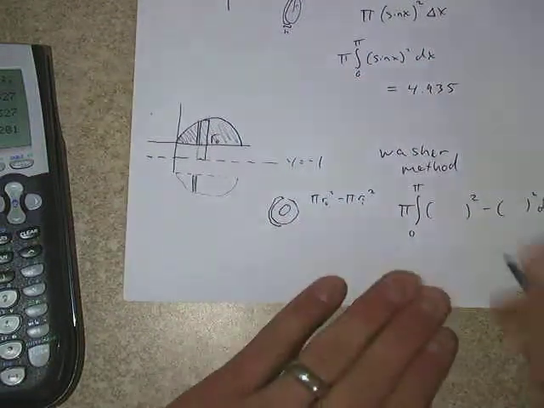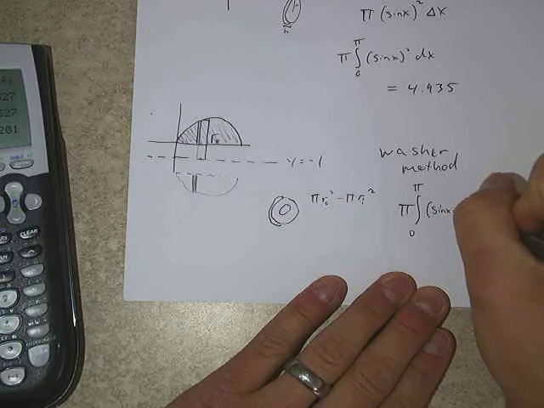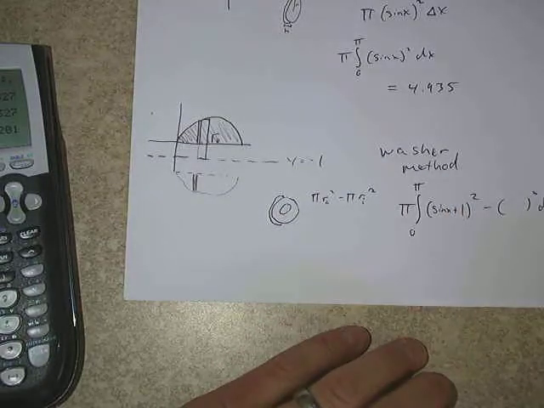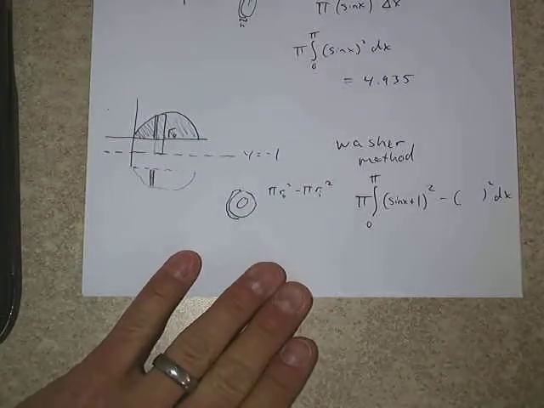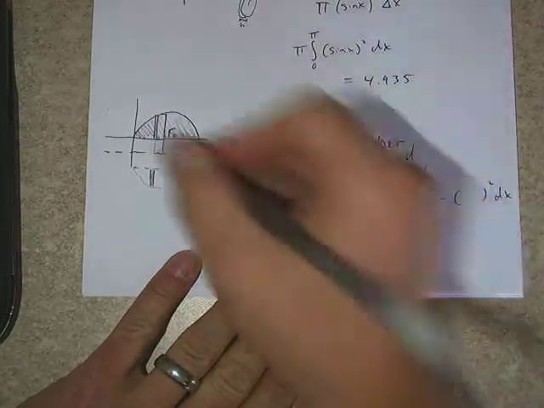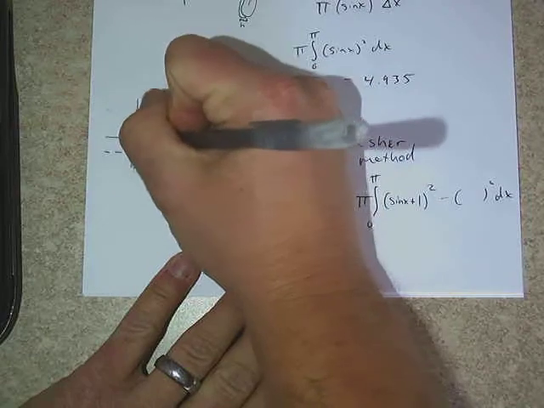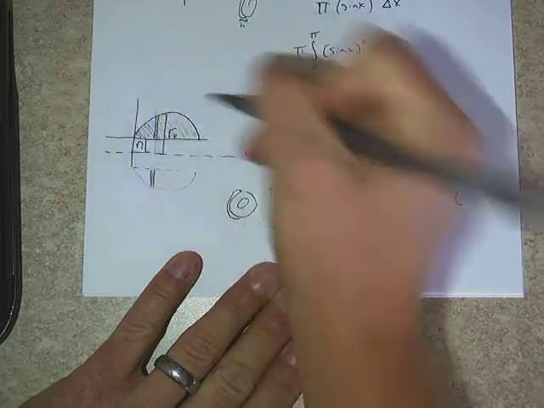So again, the distance from, in this case, the function, which is sine x, to the revolving line. And so what would that distance be? Well, we already said this distance right here is sine x, and this distance right here would be what? It's 1. So ultimately, wouldn't that outside radius just be simply sine x plus 1?